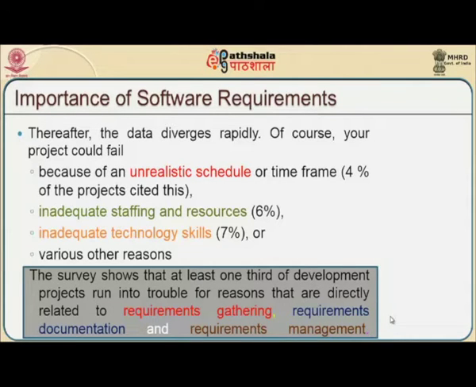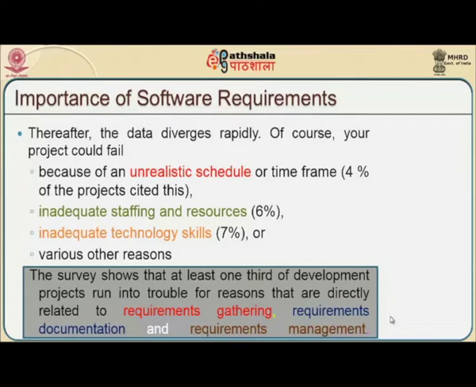And point number 2, it becomes inadequate staffing and resources. Although there is a large quantum of staff available, the appropriate source of people who can work on this project will be only 6%. So 6% of projects might fail because of this specific reason.